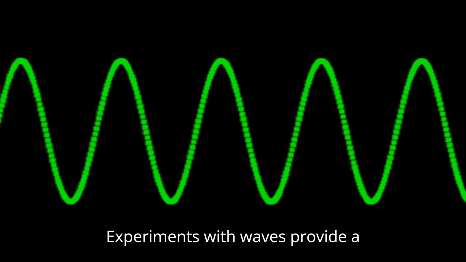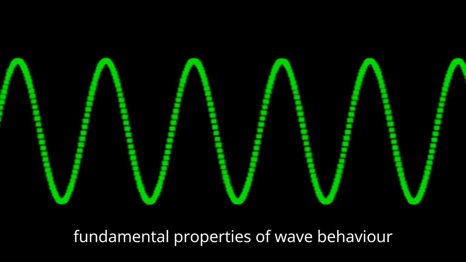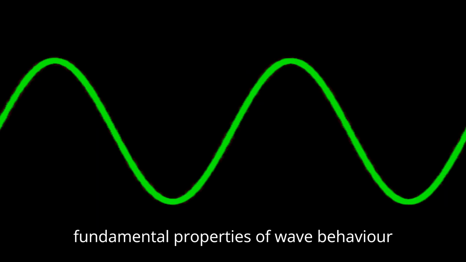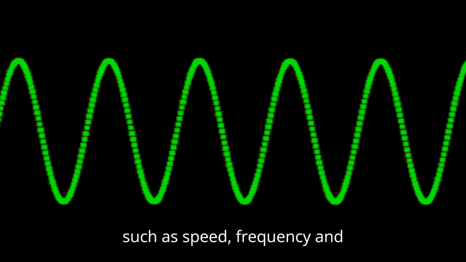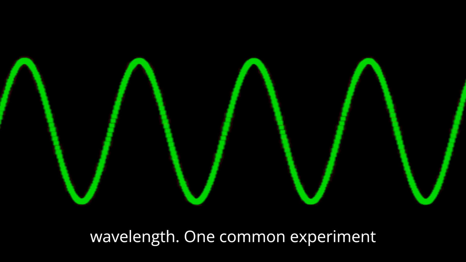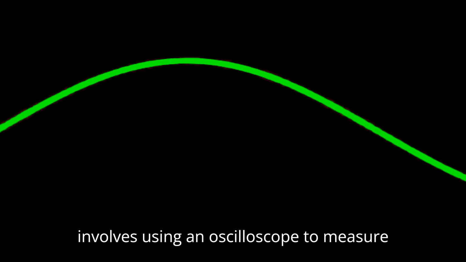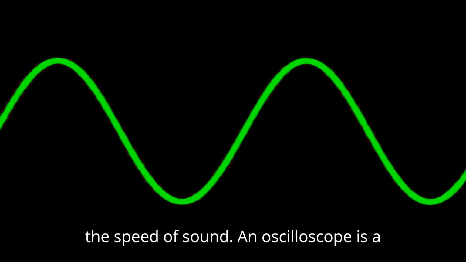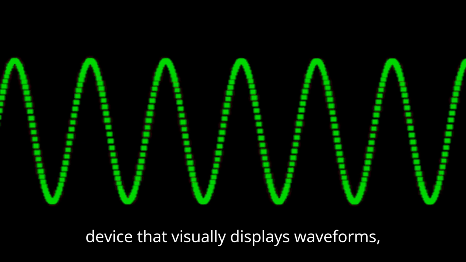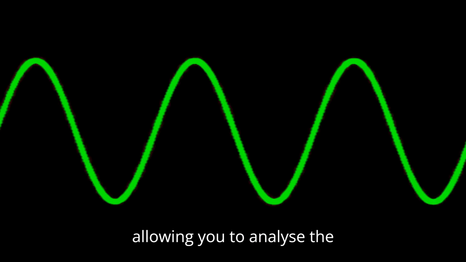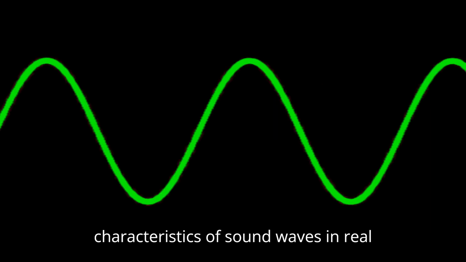Experiments with waves provide a practical way to understand the fundamental properties of wave behavior, such as speed, frequency, and wavelength. One common experiment involves using an oscilloscope to measure the speed of sound. An oscilloscope is a device that visually displays waveforms, allowing you to analyze the characteristics of sound waves in real time.